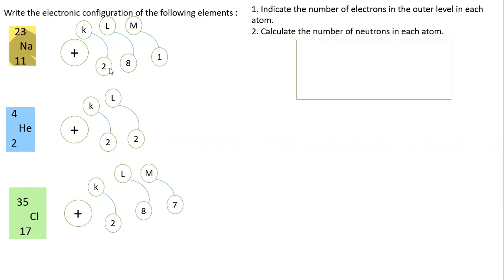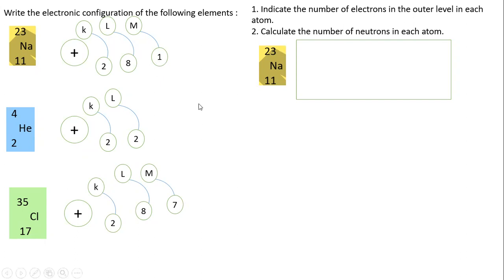Now let's go to another question here. Indicate the number of electrons in the outer level in each atom. Calculate the number of neutrons. Okay, now let's do it together. Here, sodium, one by one. So sodium 11, 23. I'm talking here about the outer level, this one. So sodium, 2, 8, 1, it has only one electron in the outer level.